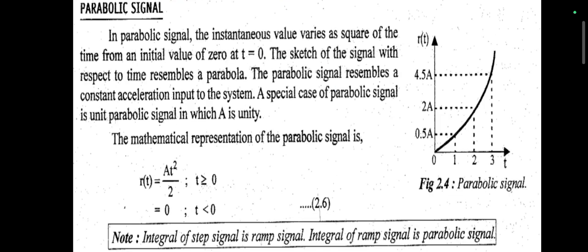So next is the parabolic signal. In a parabolic signal, the instantaneous value varies as the square of the time from the initial value of 0 at t equal to 0. The sketch of this signal with respect to time resembles a parabola. So the parabolic signal resembles a constant acceleration input to the system. A special case of parabolic signal is the unit parabolic signal, which is denoted as R(t) equal to A into t square by 2 when t is greater than or equal to 0 and 0 when t is less than 0.